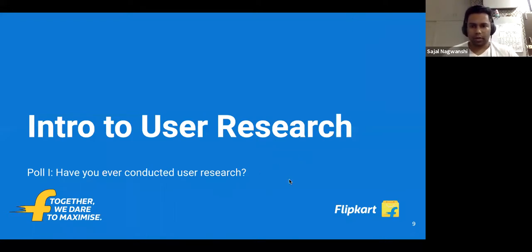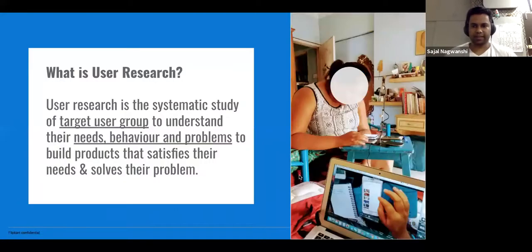All right, so I'll move to the next section. In this particular section, I want to talk about, first of all, formally introducing what user research is, and then talk about what the purpose of it is exactly. So the formal definition is that user research is a systematic study of a target user group to understand their problems, behavior, and needs, and eventually build a product that meets their needs and solves their problems.